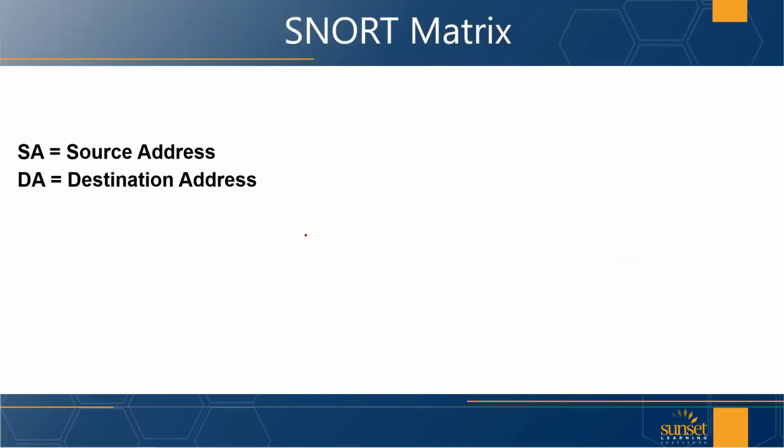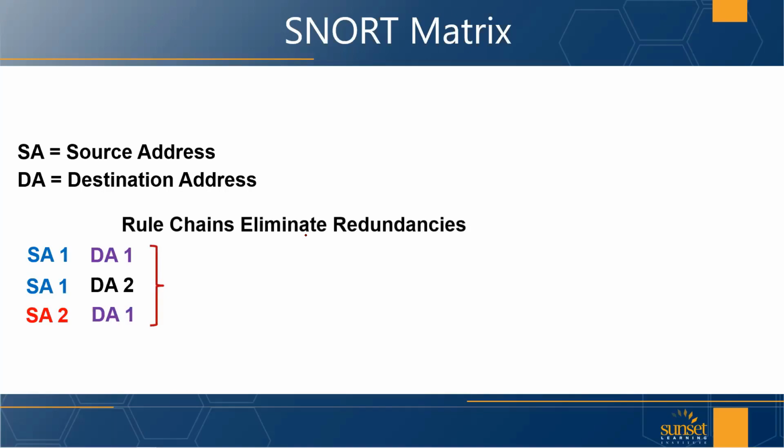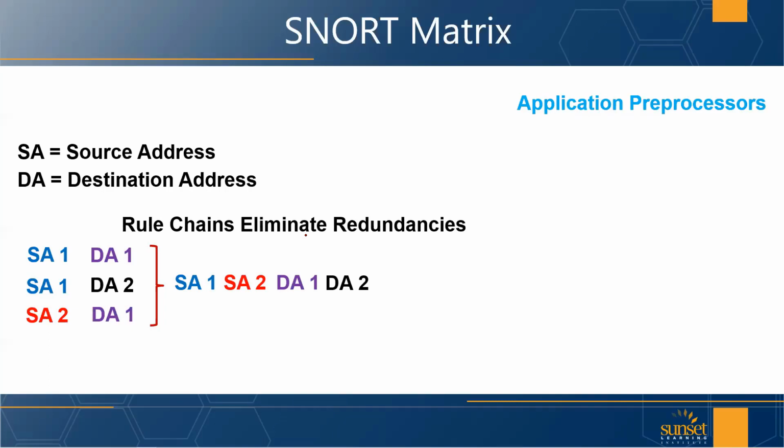So the matrix for SNORT now. I'm going to show you this. SA is source address, DA is destination address. So I've got source 1, destination 1, source 1, destination 2, so on and so forth. So what SNORT does is it says, okay, I'm looking at all these. And remember, in a traditional ASA, it's line by line by line. But what SNORT does is go, okay, I see I've got source 1, destination 1. I've got multiple source 1s, multiple destination 1s. I'm going to make a rule chain that's going to eliminate all the destination 1s except for 1 and source 1. Then it has application preprocessors.